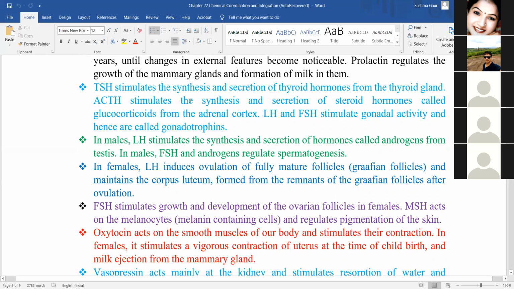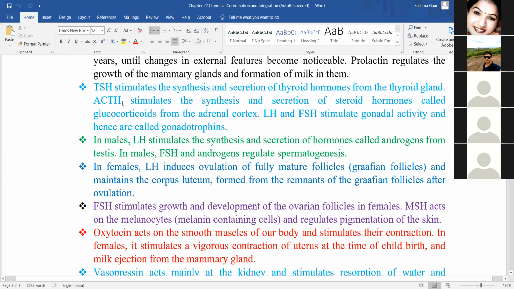Okay. Now, thyroid stimulating hormone stimulates the synthesis and secretion of thyroid hormones. Okay, so thyroid hormones are basically under the control of thyroid stimulating hormone, which is responsible for synthesis of thyroid hormones from the thyroid gland.